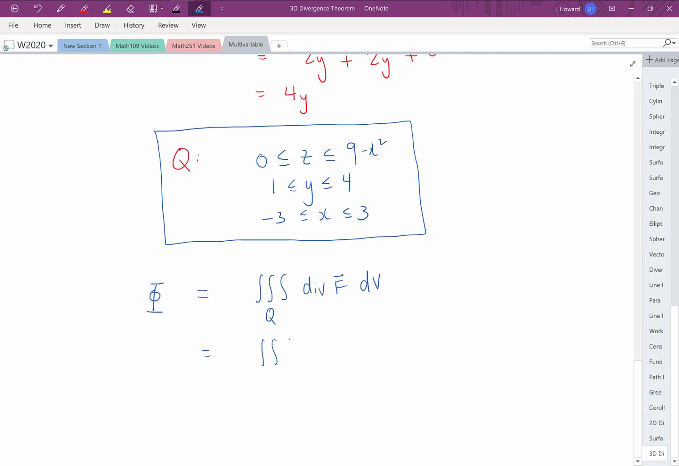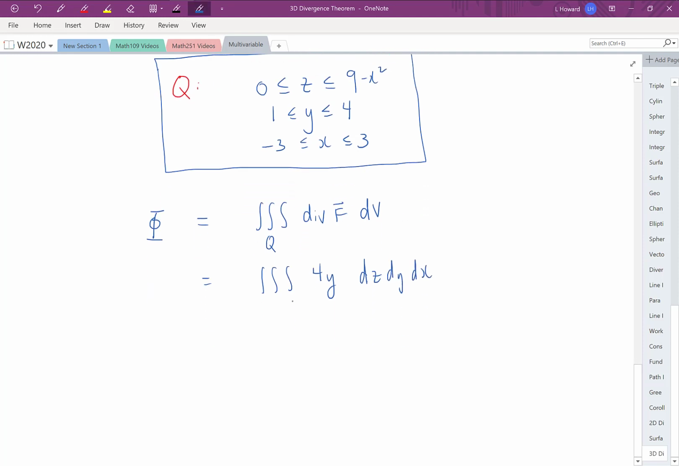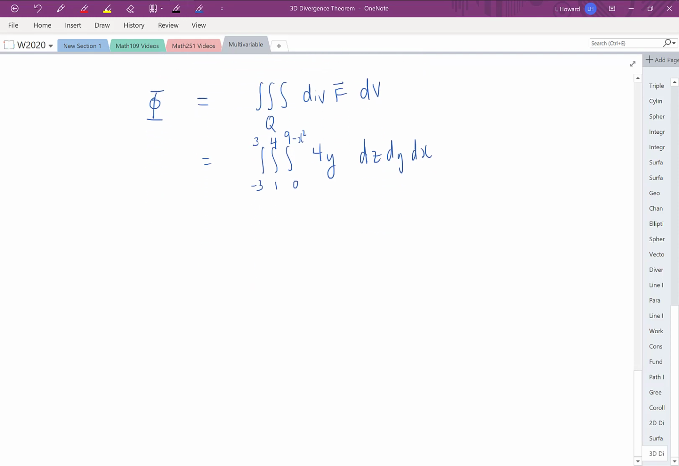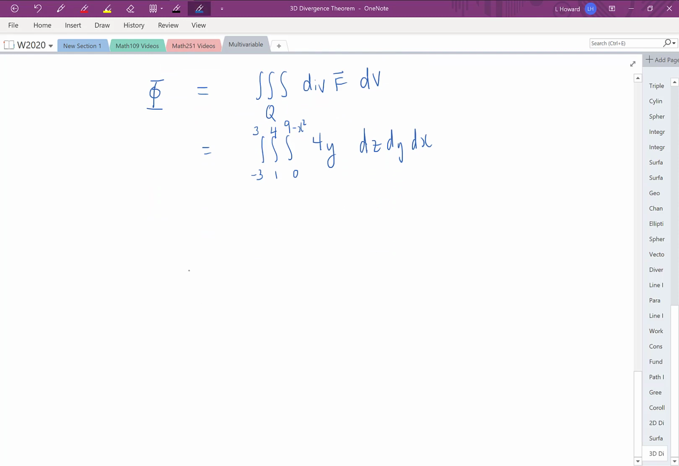All right, so let's plug everything in. We've already calculated our divergence of F. We said it was 4y. We set up our dV by thinking about z first, then y, then x. So we should write dz, dy, dx, and then we'll put our limits of integration on there. So z going from 0 to 9 minus x squared, y going from 1 to 4, and x going from negative 3 to 3.